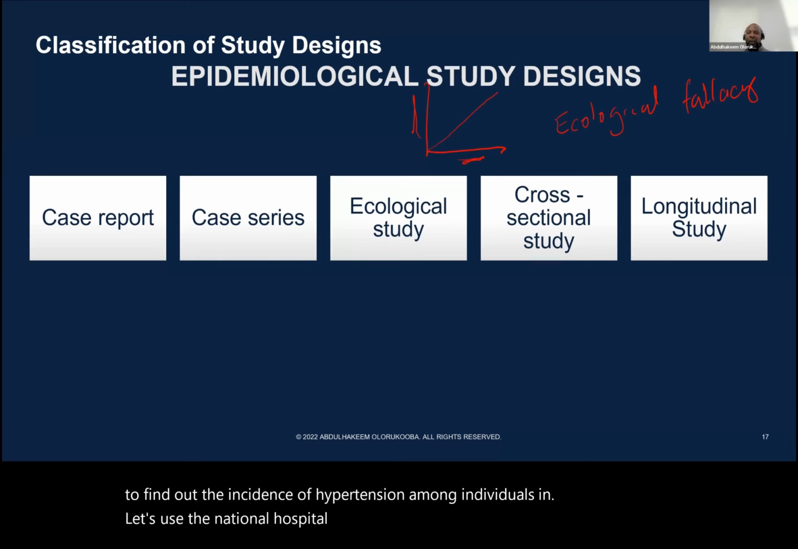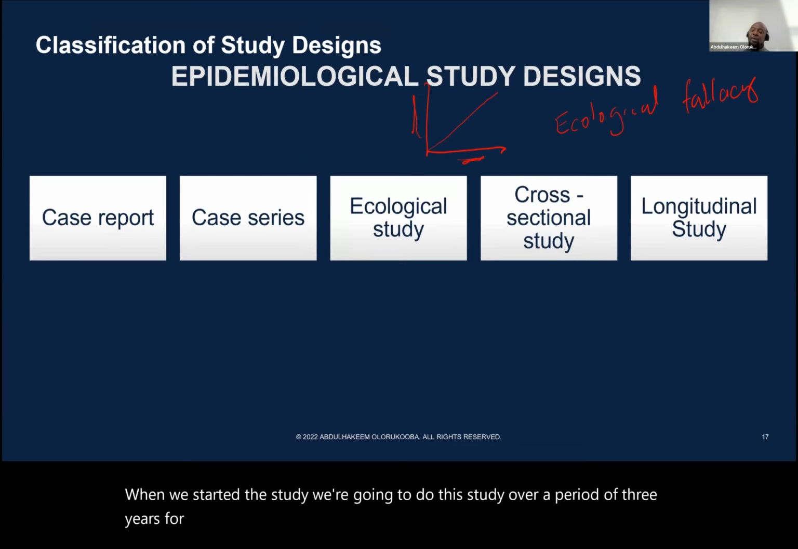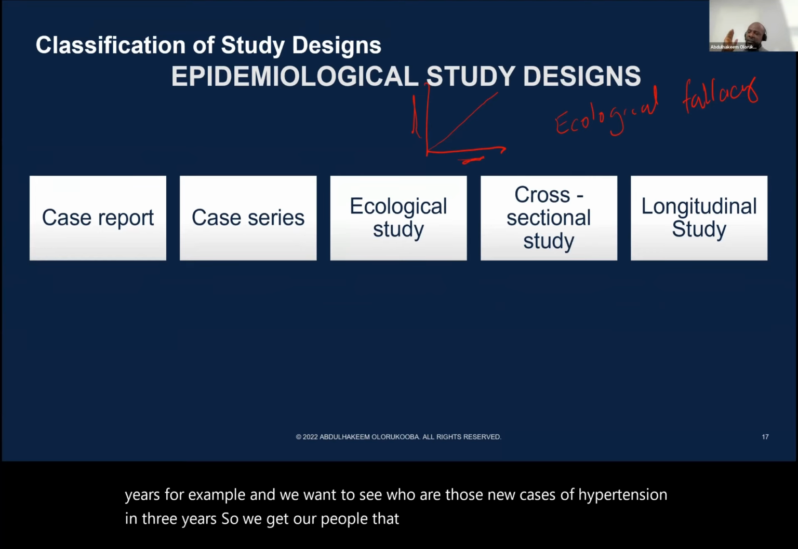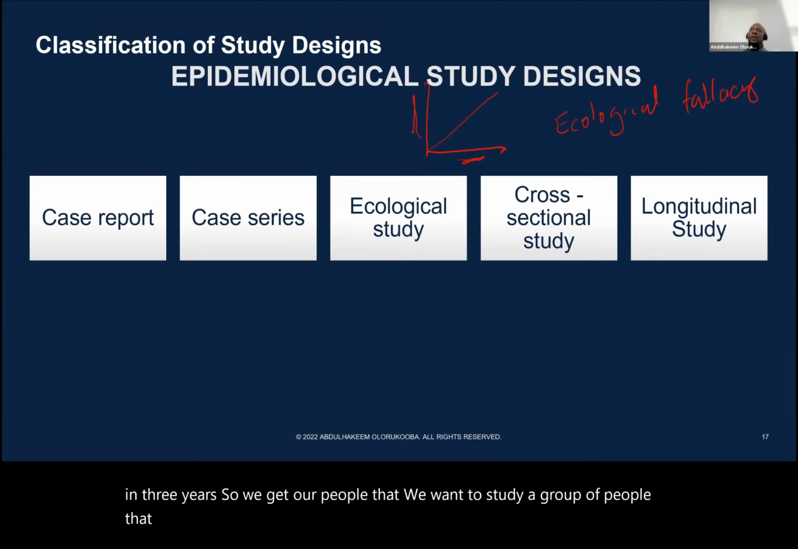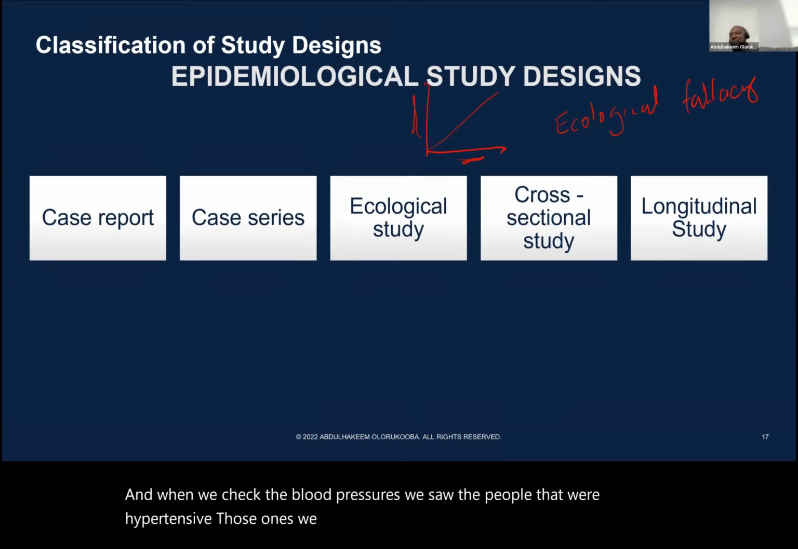When we start the study, we're going to do this study over a period of 3 years, for example, and we want to see who are the new cases of hypertension in 3 years. So we get a group of people that we want to study, and all of them, we check their blood pressures. And when we check their blood pressures, we see the people that are hypertensive. Those ones, we just put them out. They're not part of our study. Only the people that don't have hypertension.